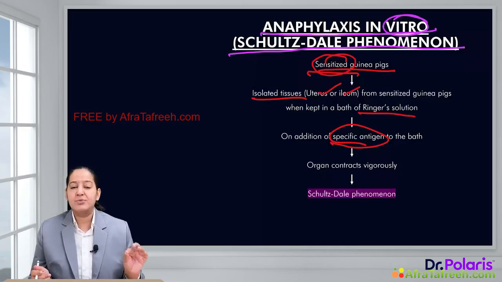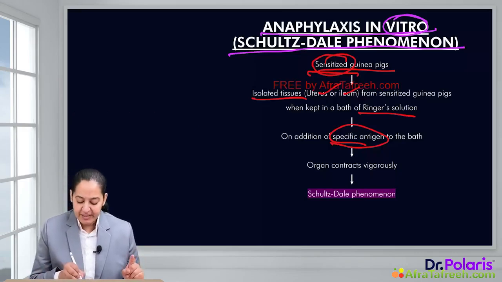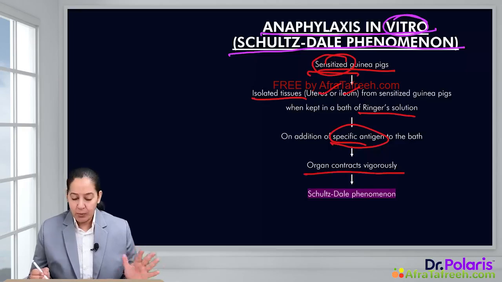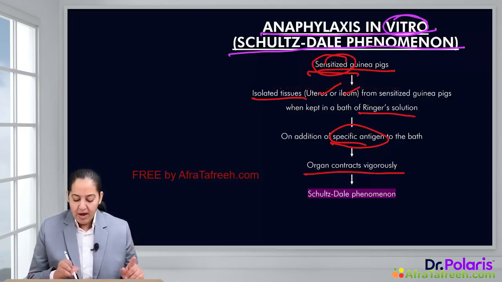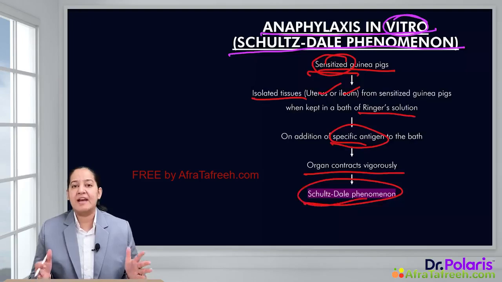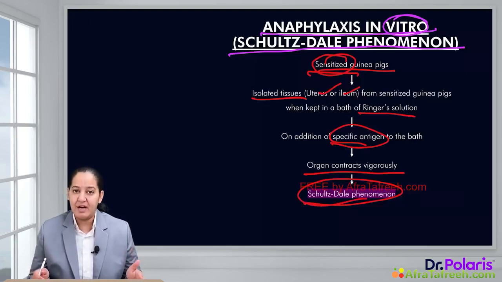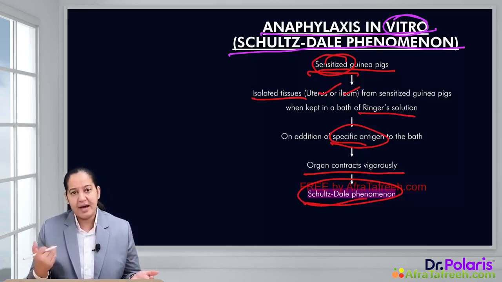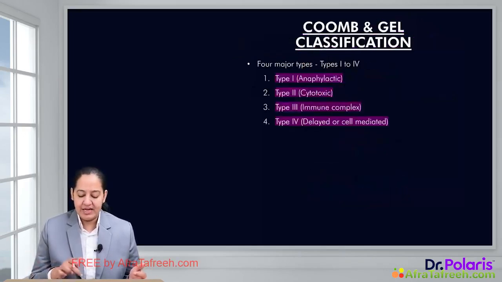As soon as we add the second dose, that is shocking dose, in the Ringer bath solution in the tray, we will see the organs contract vigorously. So we can see this is anaphylaxis in vitro. We can notice it in vitro, and this is known as Schultz-Dale phenomenon. So Schultz-Dale phenomenon is anaphylaxis in vitro. It is an experiment done on the guinea pig where the sensitized guinea pig is taken, the organs are isolated, and in the isolated organs, the shocking dose is introduced outside the body. So that is Schultz-Dale phenomenon.